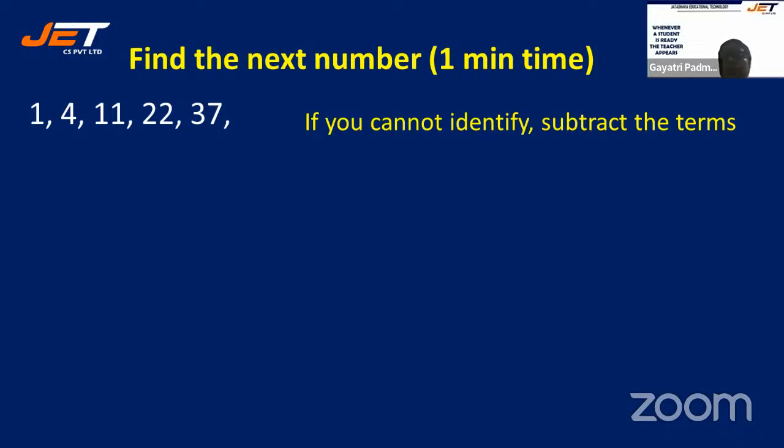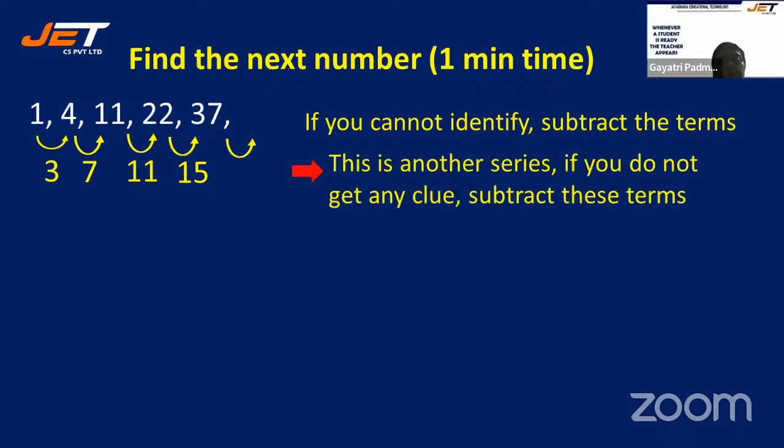Now if we cannot identify, then subtract the terms. What is 1 minus 4? Or rather 4 minus 1, it's 3. 11 minus 4 is 7. 22 minus 11 is 11. 37 minus 22 is 15. So again, we are not able to bring down the difference, isn't it? So what should be the next?